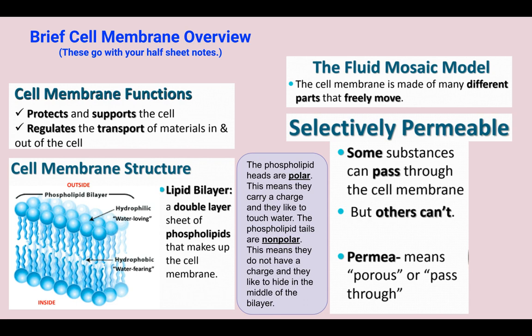One, it's going to help to protect and support the cell. It's literally around the outside of every single one of the cells that's alive, all cells, prokaryotic, eukaryotic, plant, animal, fungi, all of it, right? Every single cell has a cell membrane. It's going to protect and support the cell.